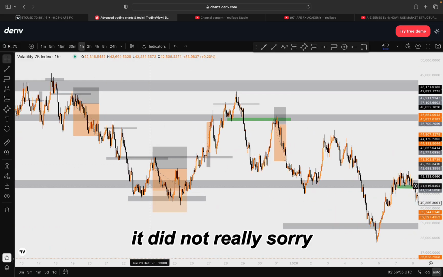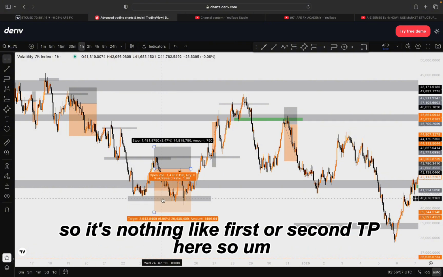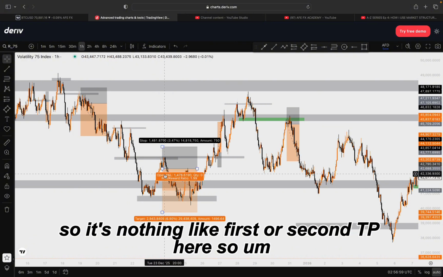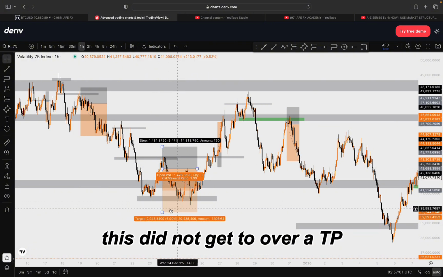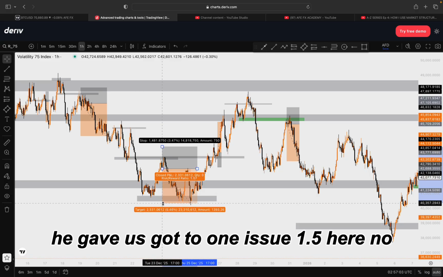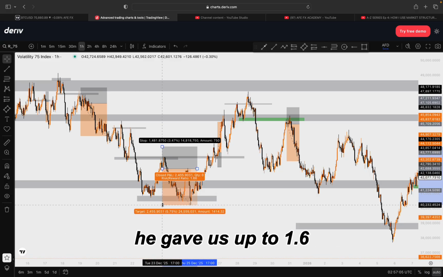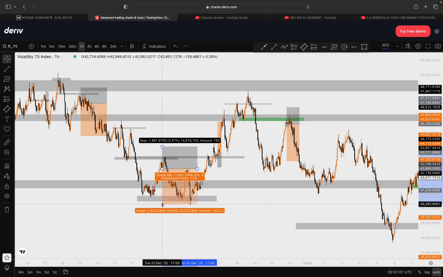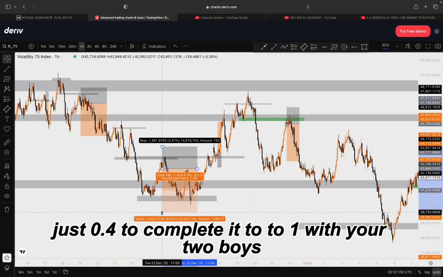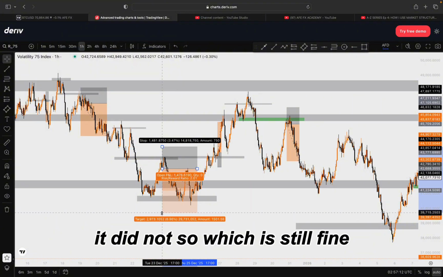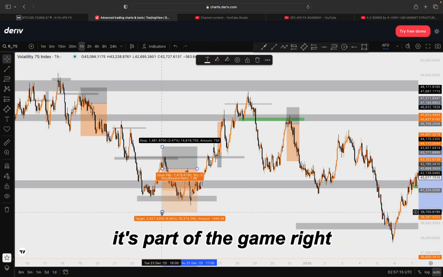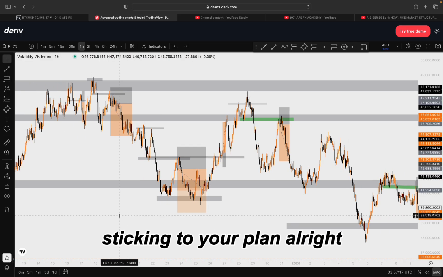We are just using one TP here, so it's not like first or second TP. This one did not get to TP. It got to 1:1.5 here. It gave us up to 1:1.6, just 0.4 to complete it to 1:2, but it did not, which is still fine. It's part of the game, right? Sticking to your plan, right?